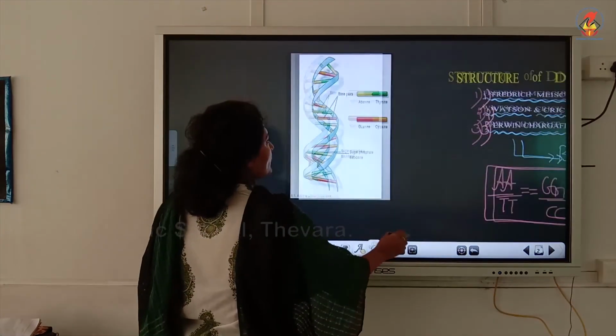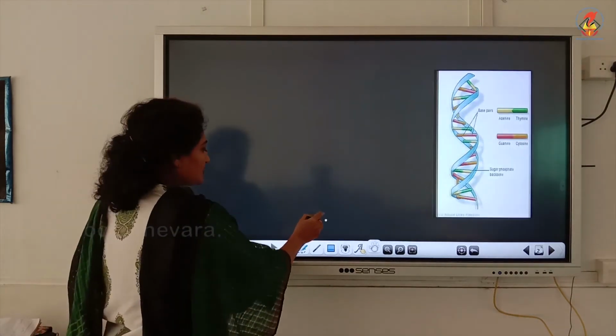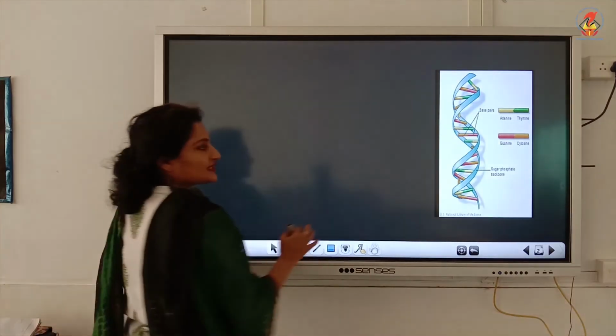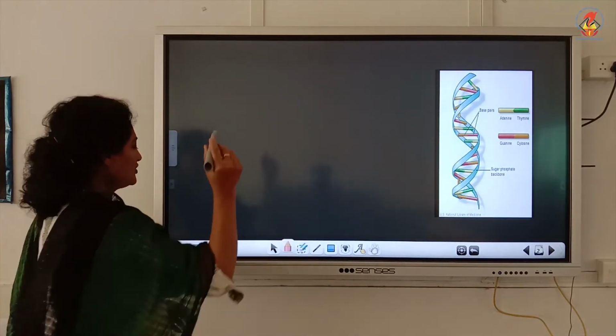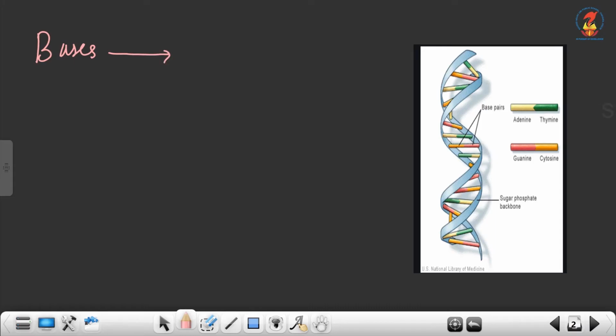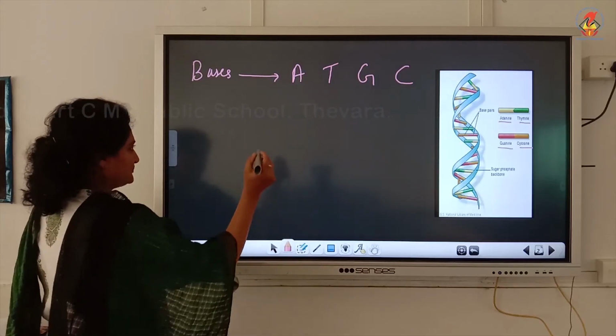Now we'll go to the structure of DNA. Starting from the building block of DNA, we can construct the structure. The building blocks are the bases. The bases that constitute the DNA are adenine, thymine, guanine and cytosine.